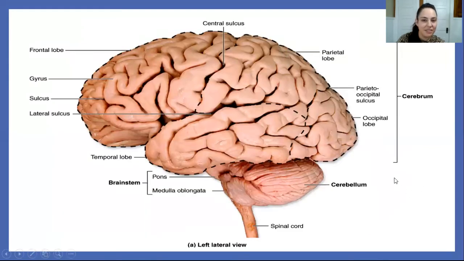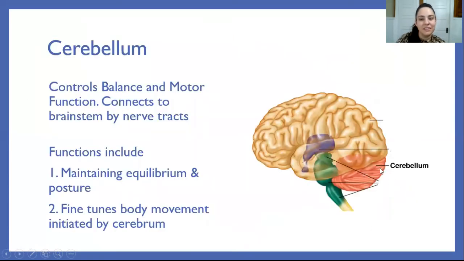Here's a picture of that brain again, and they have little dotted lines separating the different lobes: the temporal, the occipital, parietal, and the frontal. Down here, we're able to see the cerebellum very well, and that brain stem coming down into the spinal cord. Your cerebellum is going to control your balance and your motor functions. It connects to the brainstem, not the cerebellum, by nerve tracts.